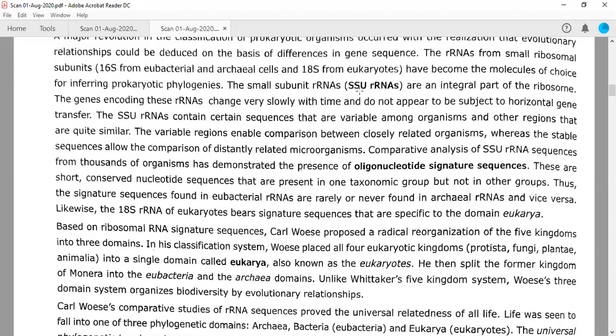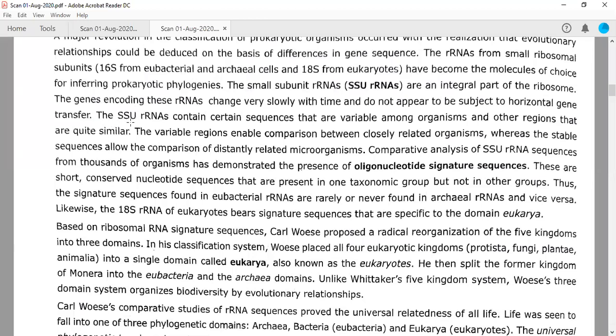Small subunit rRNAs, called SSU rRNA, are an integral part of the ribosome, we know. And the genes encoding these rRNAs change very slowly with time and do not appear to be subject to horizontal gene transfer. Because they are generally present in the ribosome, and ribosomes are an integral component of any cell, generally there are very few changes. They do not appear to be subject to horizontal gene transfer in the case of this small subunit ribosomal RNA.